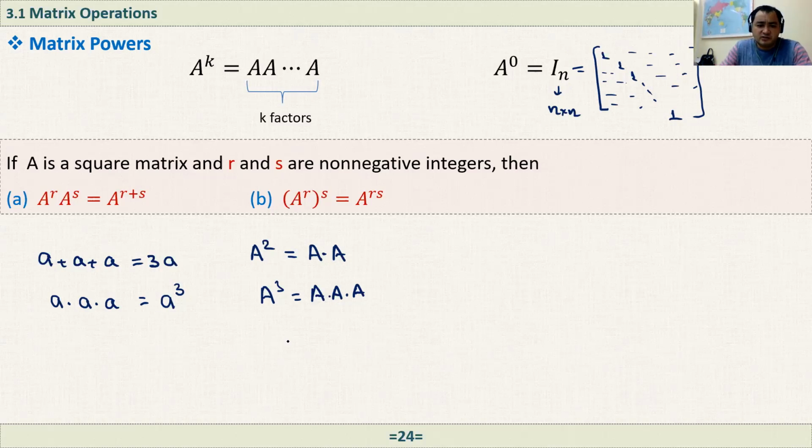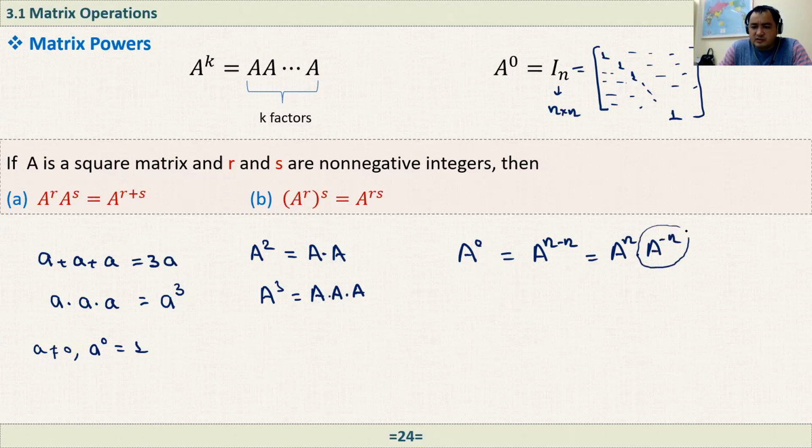A to the power 0. Also for real numbers, we know that for any number a that is not equal to 0, a to the power 0 is equal to 1, right? Why are we defining it like this? Because a to the power 0, we can just write as a to the power n minus n, or that is just a to the power n times a to the power minus n. And later we will define this as the inverse of this matrix. I can just write it as A to the power n, to the power of negative 1.